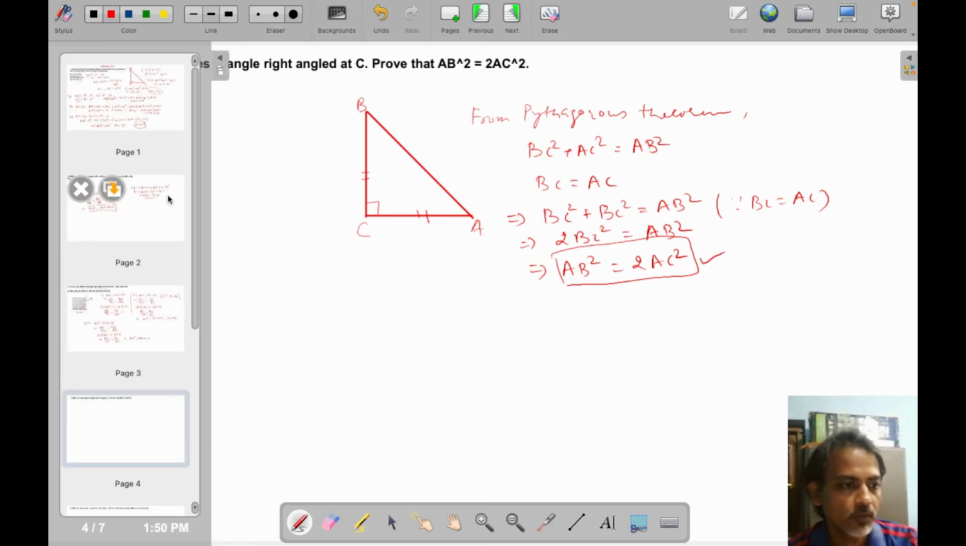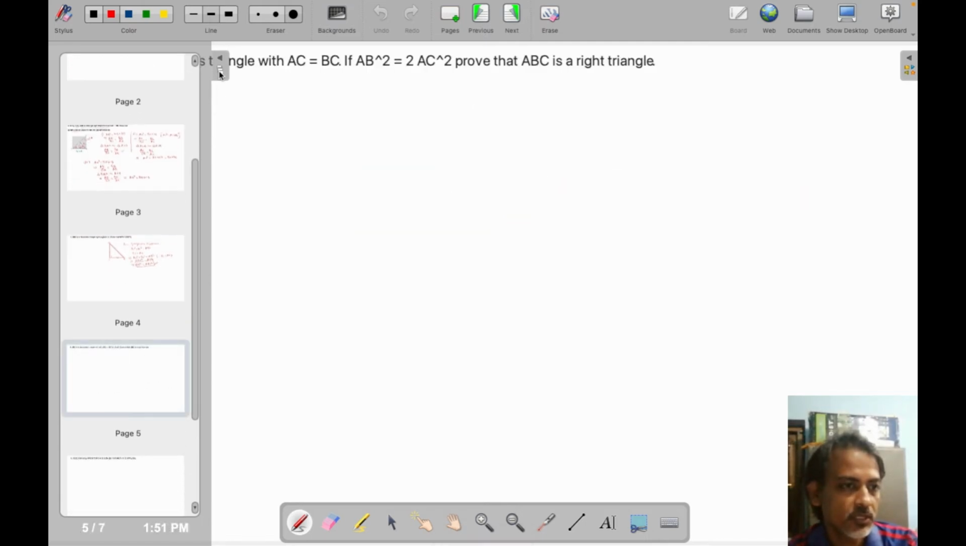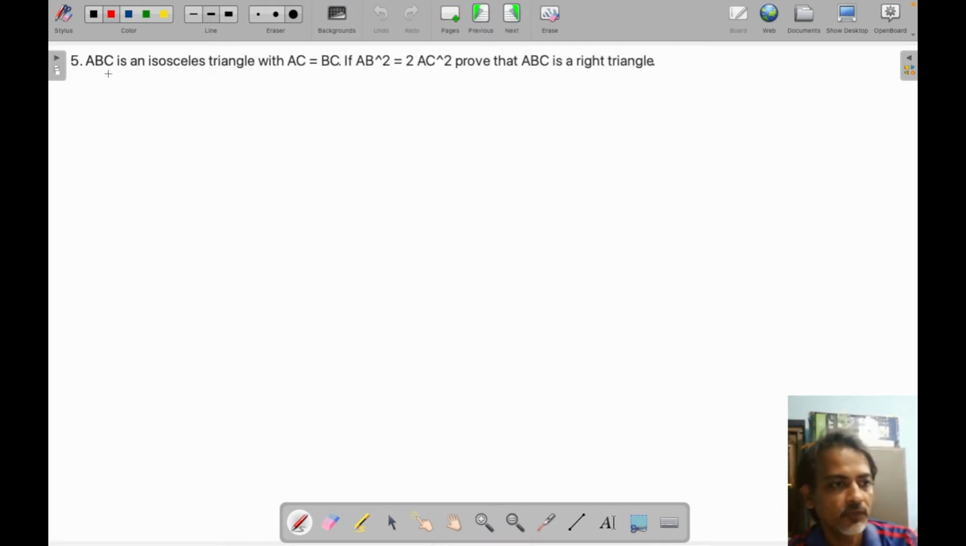What is my next problem? My next problem is this one. The next problem says ABC is an isosceles triangle with AC equals BC. If AB square equals 2AC square, prove that ABC is a right angle triangle.